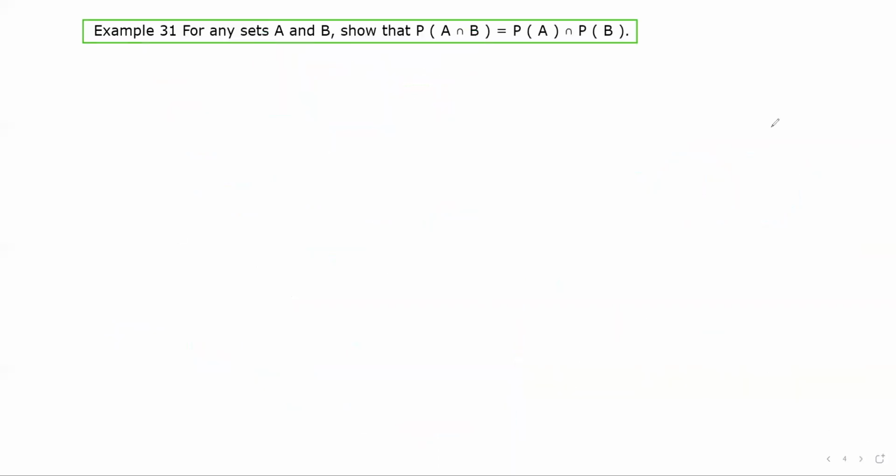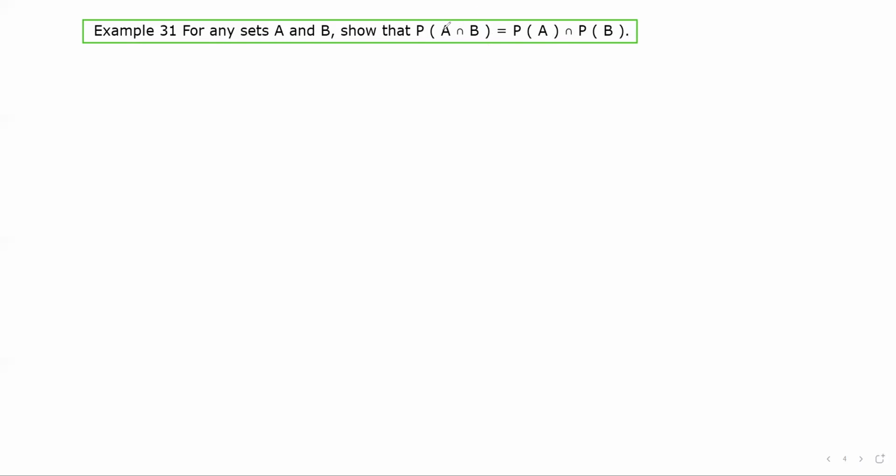Next, for any sets A and B, show that the power set of A intersection B is equal to the power set of A intersection the power set of B. Now we know that if we need to prove something is equal to something else, the left hand side should be a subset of the right hand side and the right hand side should be a subset of the left hand side. So let's prove that the left hand side is a subset of the right hand side.